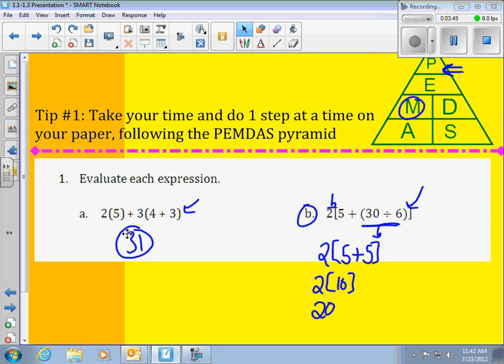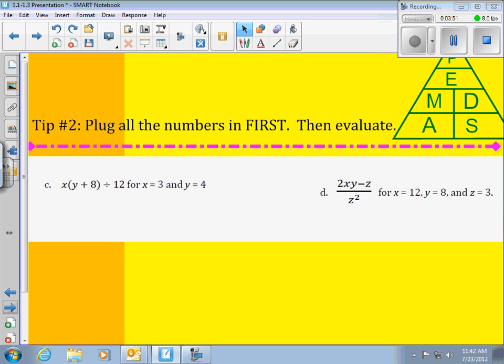We're going to move on to the next problem. Plugging in numbers first and then evaluating. It's kind of like we just did before. You're going to use your PEMDAS again, but first you got to plug your numbers in. We'll do C right now. Find out what X and Y are over here. X is 3 and Y is 4. Plugging those in and then evaluating.